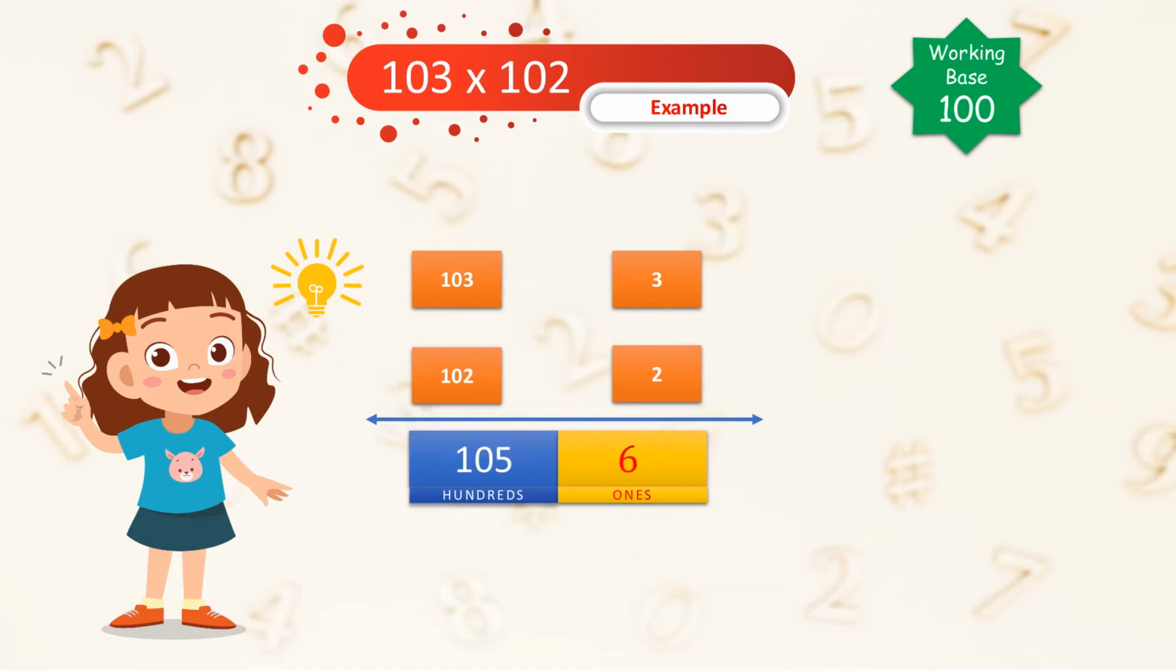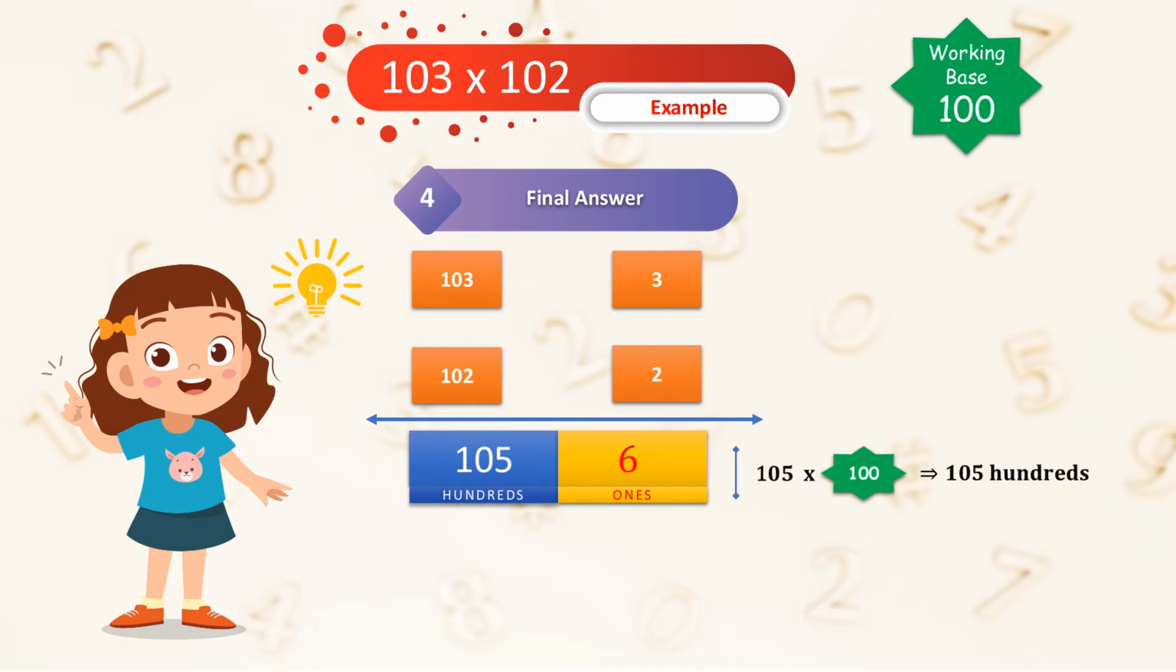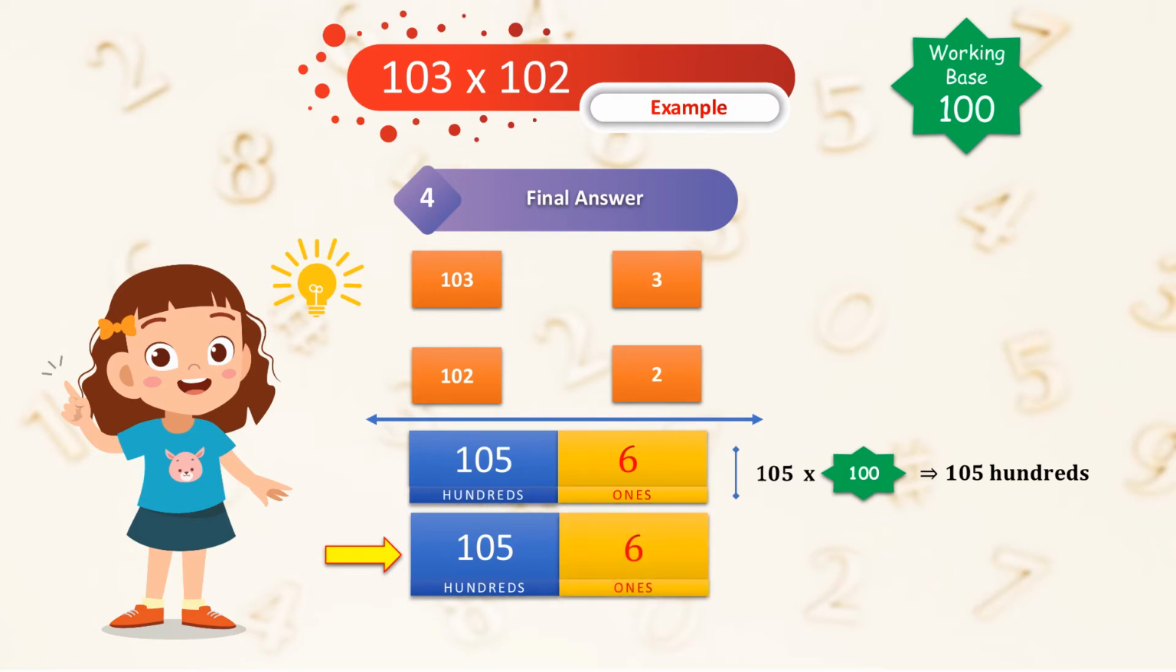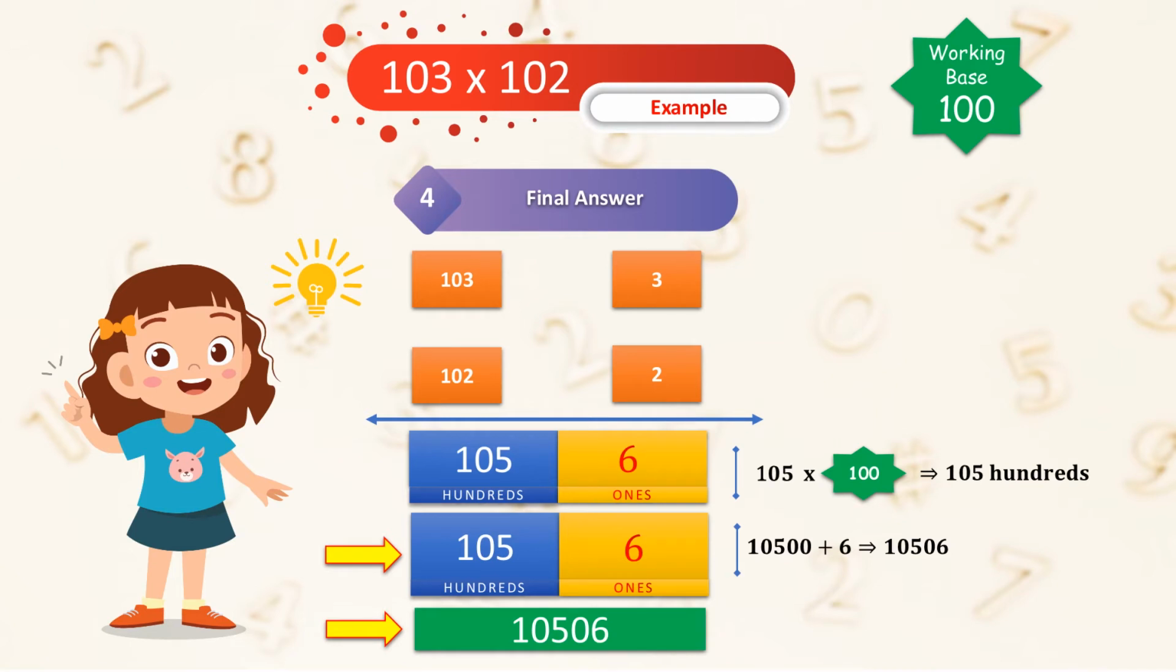We now proceed to the final step where we will combine the hundreds and ones and get our final answer. So 105 hundreds is equal to 10,500 and 6 ones when added to 10,500 gives 10,506. So our final answer is 10,506. That completes the first example in this episode.